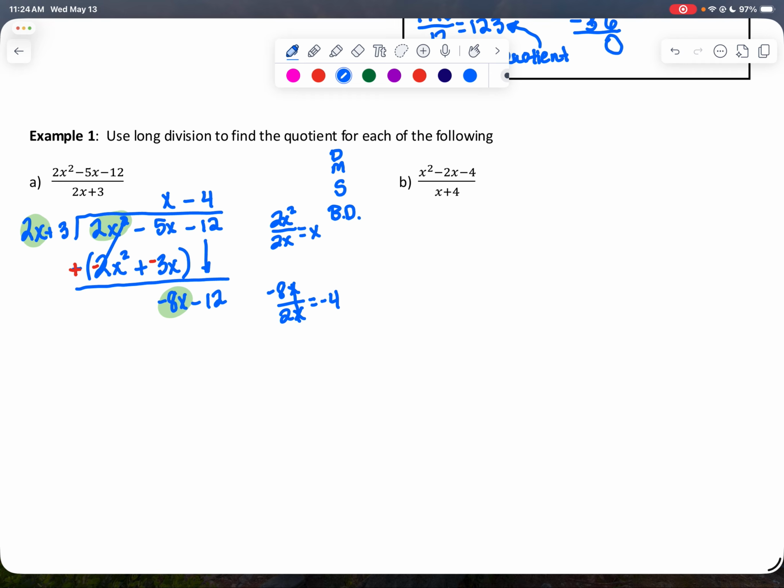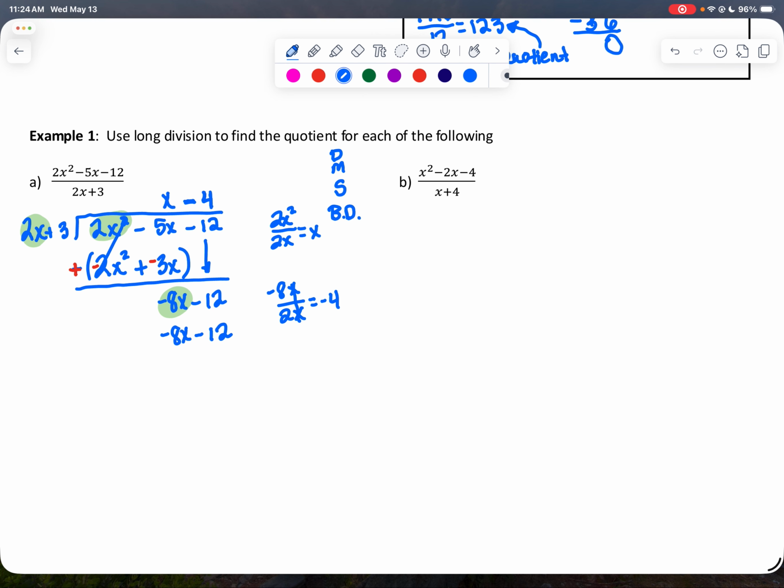Next step is to multiply. Now we are multiplying negative 4 by everything in the divisor. So negative 4 times 2x and negative 4 times 3. So negative 4 times 2x is negative 8x, and negative 4 times 3 is negative 12.